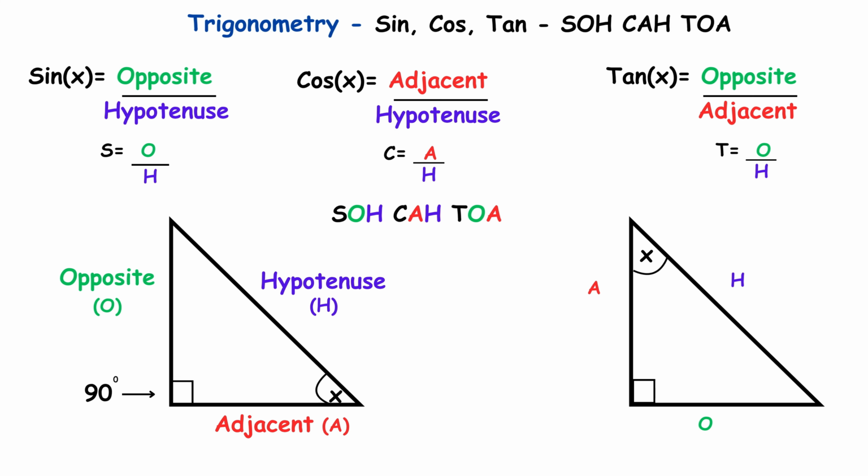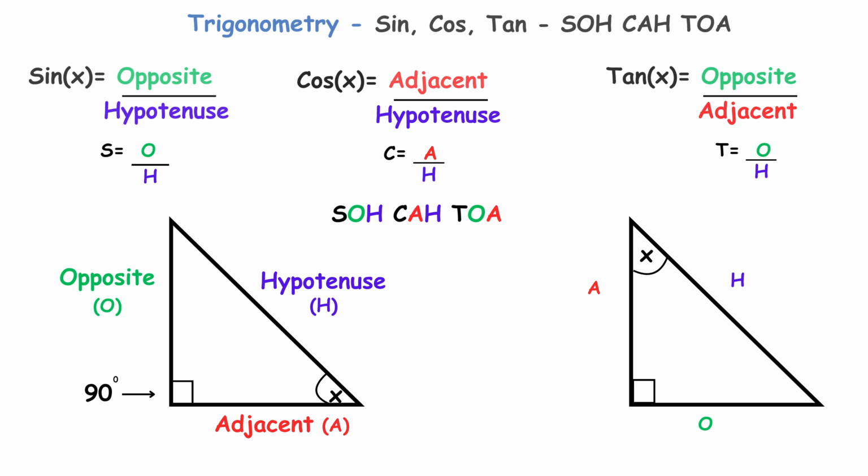For example, if we look at SOH, the S stands for sine x, the O stands for opposite, and the H stands for hypotenuse, so we know that sine x equals opposite over hypotenuse. Meanwhile, for CAH, the C stands for cosine x, the A stands for adjacent, and the H stands for hypotenuse, and the same rules apply to TOA: T for tangent, O for opposite, and A for adjacent. If it helps, you can write SOH CAH TOA as S equals O over H, C equals A over H, and T equals O over A, which makes it a bit easier to spot the equations.